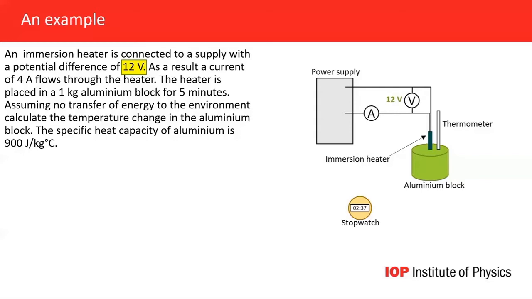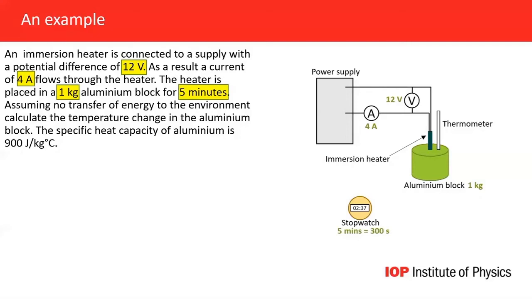First and foremost, it's useful just to unpack the question and consider what we're feeding into the question and what we're looking to calculate. So in this case, the initial system data in the electrical circuit is the potential difference of 12 volts, a current of 4 amps. And in addition, this is being fed into an immersion heater, which is placed in an aluminium block with a mass of 1 kilogram. And it's in there for 5 minutes, 300 seconds.